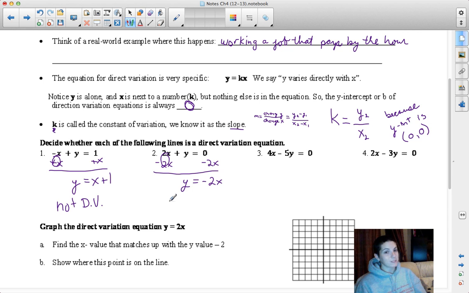Because my y-intercept is 0, this is, oops, I missed an s. This is direct variation. You try problems 3 and 4.